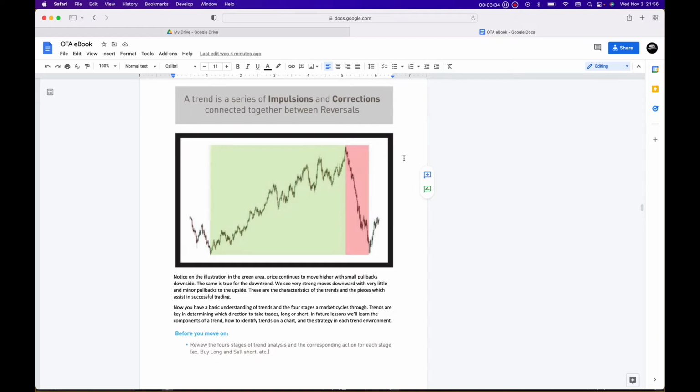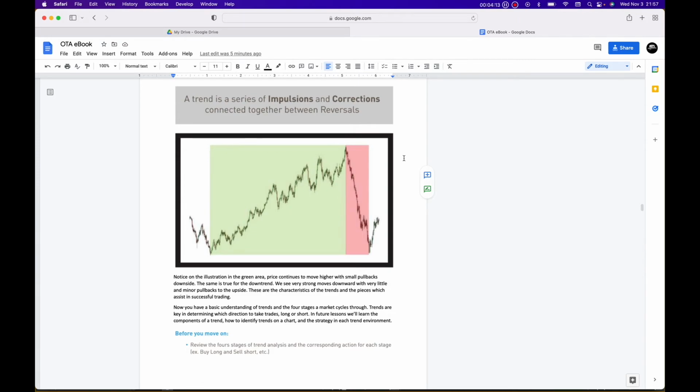A trend is a series of impulsions and corrections connected together between reversals. Notice in the illustration in the green area, price continues to move higher with small pullbacks to the downside. And the same is true for the downtrend. Looking at the red area, we see very strong moves downward with very little and minor pullbacks to the upside. These are the characteristics of trends and the pieces which assist in successful trading.